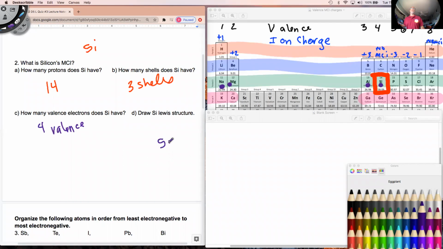So we always draw the number of, and I'll change the color for that, we always draw the number of valence electrons around the Lewis dot structure. And that's going to be 4 valence electrons. You can see it right here. 4 valence electrons would be 1, 2, 3, 4. And that would be the Lewis structure for silicon.